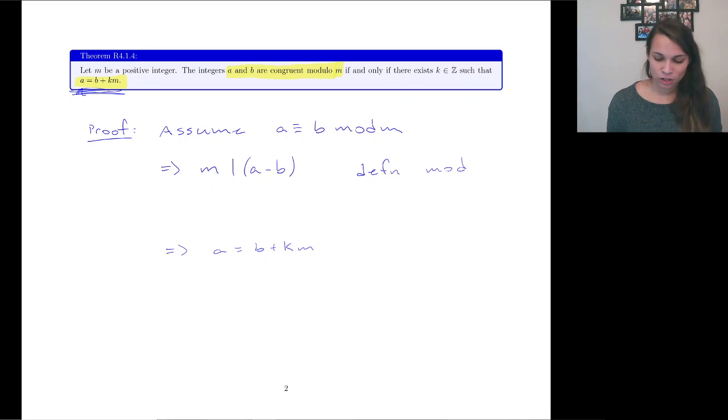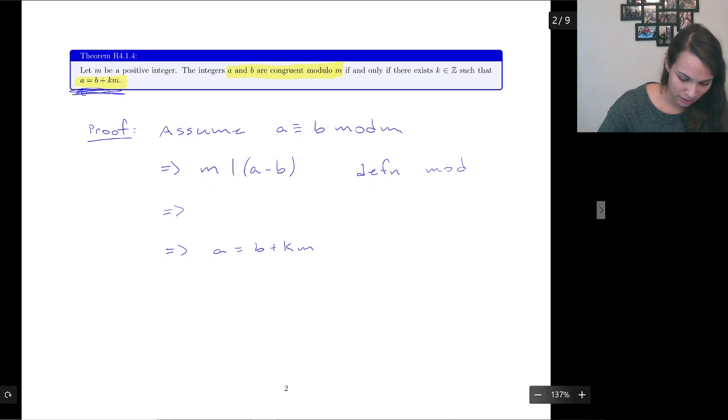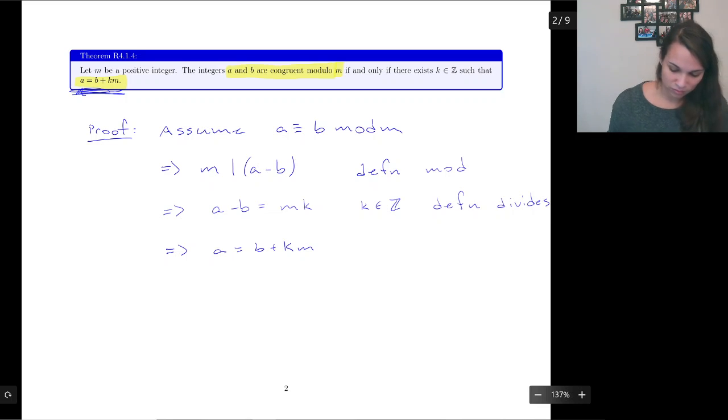So let's try and interpret this. We have the definition of divides, so we can apply that now. We can say A minus B equals m times k. This is the definition of divides. And then if you just add B to both sides, we're done. We've gotten there. That was the forward direction.